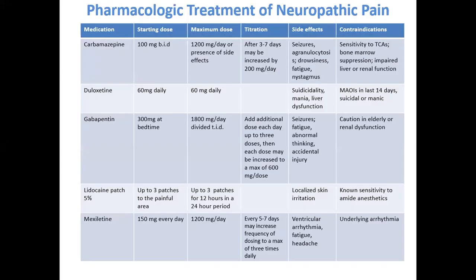Now, what drugs do we use? We use carbamazepine, which is Tegretol, but I would want us to look at two columns. The column on maximum dose and the column on contraindications. Now, if you look at Tegretol, you start at 100 milligrams twice per day. That's what we do. And then the maximum is 1200 milligrams per day.